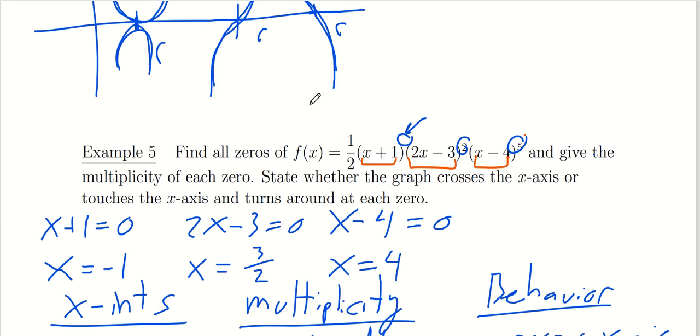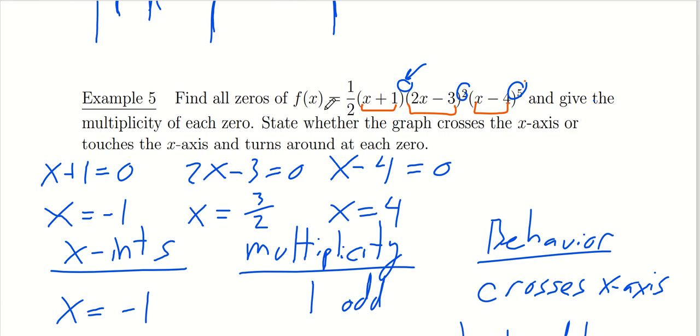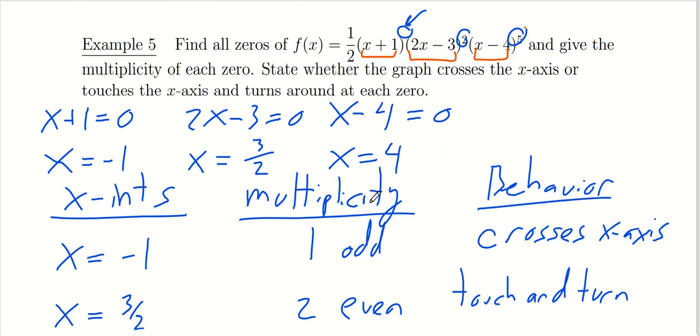In the link for this lecture video, I will actually graph this function for you. I'll include a link below. And what I would like you to do is look at the graph and actually verify visually what we found here. Make sure that when you look at the graph, you see the graph crossing the x-axis at negative 1, that you see it touching and turning at x equals 3/2, and that once again we see the graph crossing through at x equals 4.